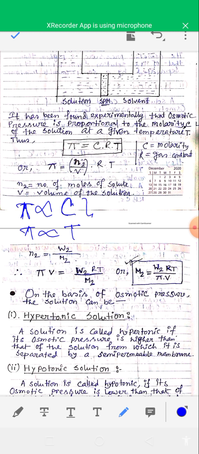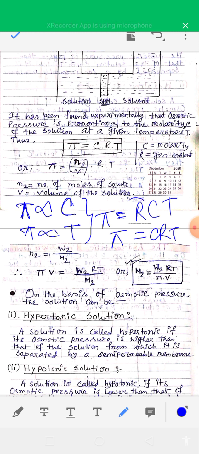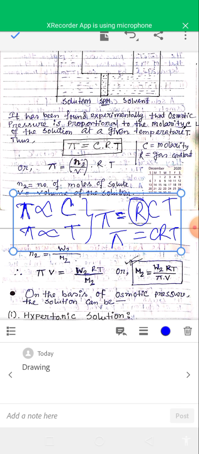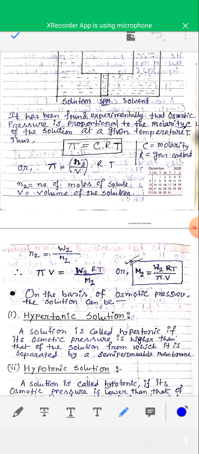Okay, so you can write, by combining this equation, pi is proportional to C and T. If you want to omit the proportionality sign, then you can write pi is equal to some constant, which is taken as R, into CT, that is pi is equal to CRT, where R is the universal gas constant. Okay, so the formula for calculation of osmotic pressure is pi is equal to CRT.